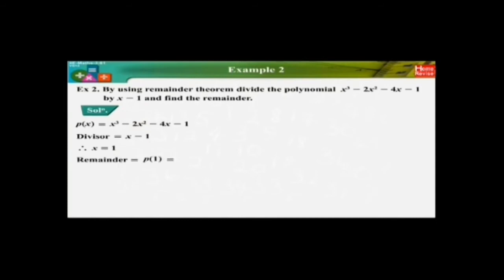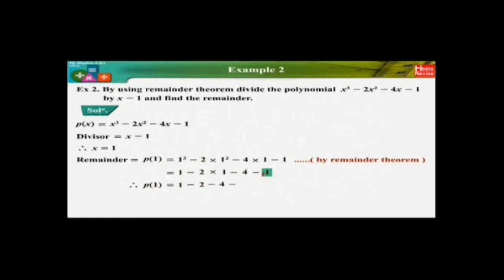And the remainder is equal to P of 1, which is equal to 1 cube minus 2 multiply 1 square minus 4 multiply 1 minus 1. So, it is equal to 1 minus 2 multiply 1 minus 4 minus 1, which is equal to 1 minus 2 minus 4 minus 1. Therefore, P of 1 is equal to minus 6 and the remainder is equal to minus 6.